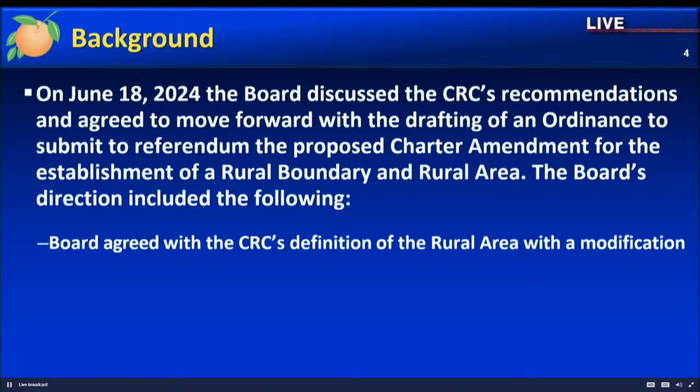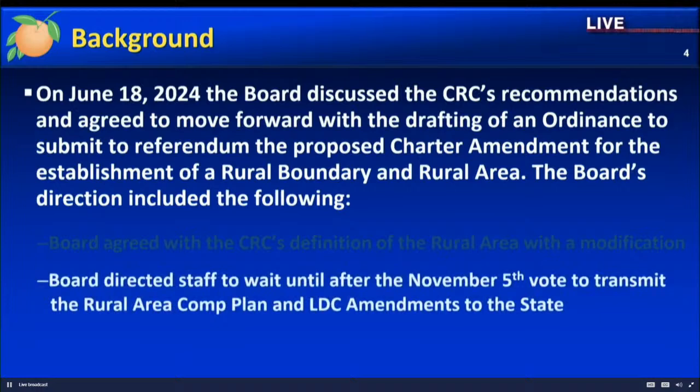And the first one was that you recognized the CRC, the Charter Review Committee's definition of the rural area with one modification, and that particular modification had to do with the exclusion of the expansion of the urban service area related to Boggy Creek and the Boggy Creek corridor. So that was the 6th exemption that was added to the definition of the rural boundary.